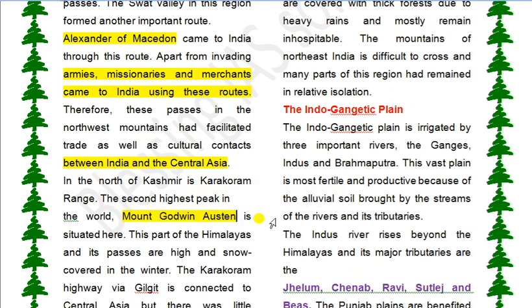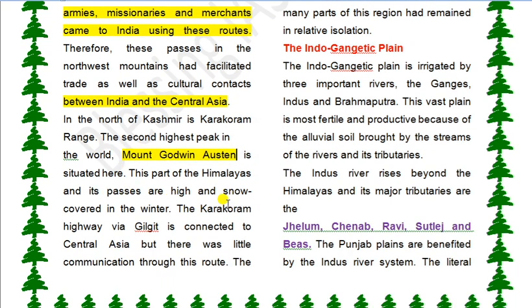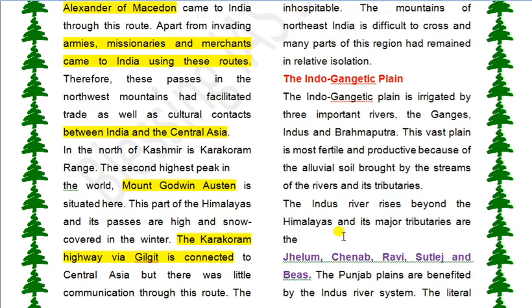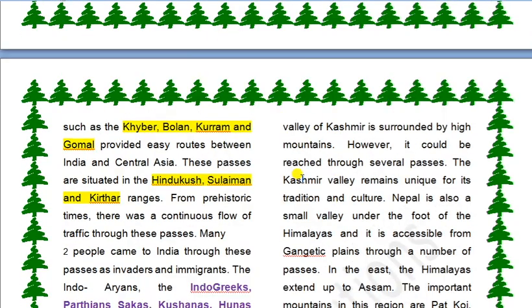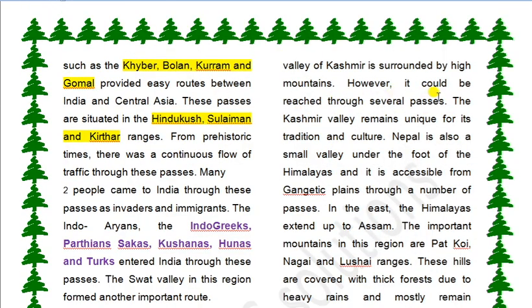In North Kashmir, in the Karakoram ranges, the second highest peak in the world, Mount Godwin Austen, is situated. This part of the Himalaya and its passes are high and snow covered in the winter. The Karakoram Highway from Gilgit connects to Central Asia, but there was little communication through this route. The valley of Kashmir is surrounded by high mountains, however, it could be reached through several passes. The Kashmir Valley remains unique for its traditional and cultural identity.